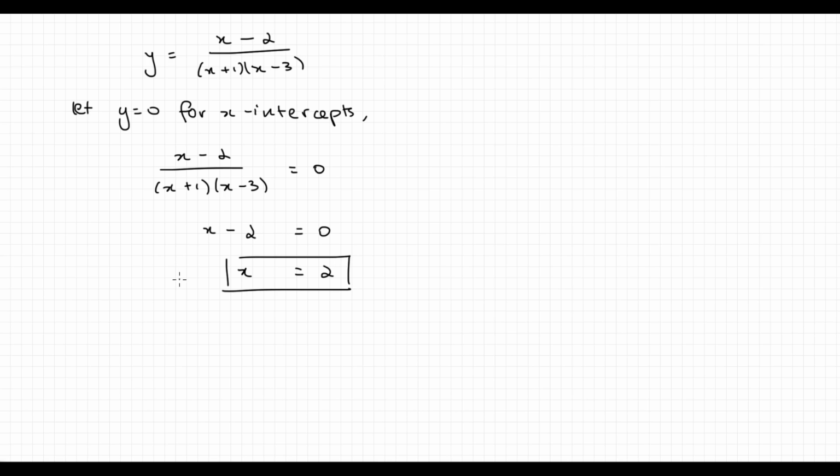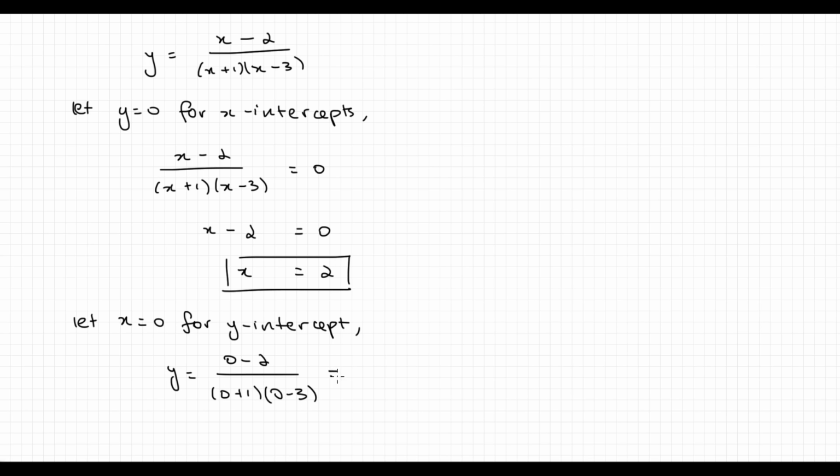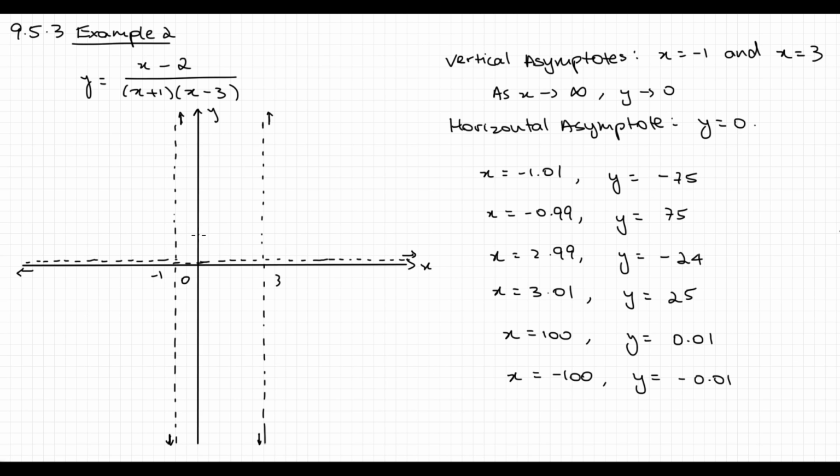If I want to look for the y-intercept, we need to let x equal 0. This is going to be the easy one because all I have to do is substitute 0 into the equation. So we get (0 minus 2) over (0 plus 1)(0 minus 3). That's just negative 2 over negative 3, which is positive 2/3. So that's going to be our y-intercept. Coming back to the graph, the y-intercept is at 2/3 and the x-intercept is at 2.